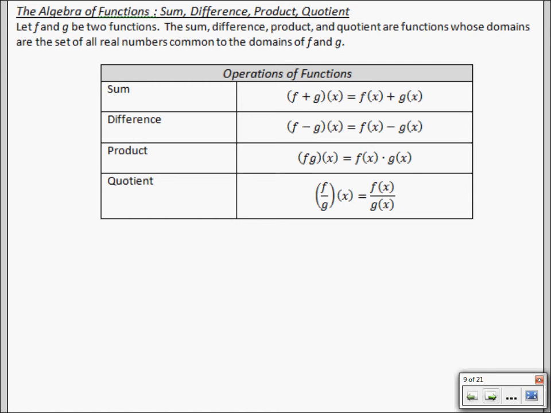Moving on, the algebra of functions: sums, differences, products, and quotients. Let f and g be two functions. The sum, difference, product, and quotient are functions whose domains are the set of all real numbers common to the domains of f and g. So here are the operations and their functions, and we're going to explore them further.